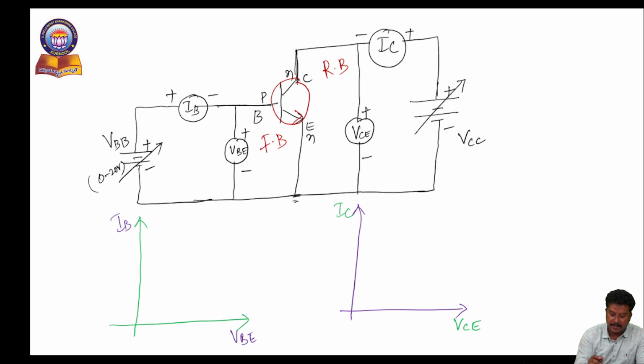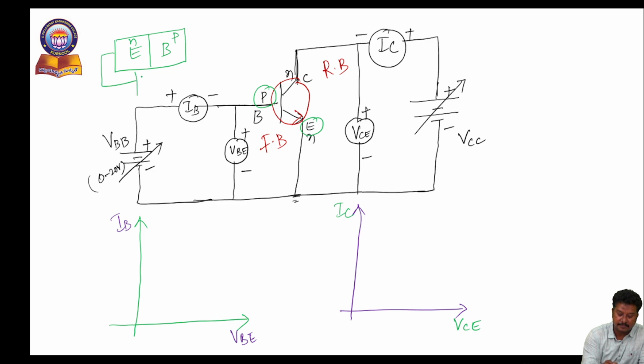First, we will concentrate on the input characteristics of a transistor by applying the forward bias. I am observing the input characteristics between emitter and base, where the emitter is the N-type terminal and the base is the P-type terminal. In the forward bias condition, the emitter is the negative terminal, connected to the negative terminal of the battery, and the base is the positive terminal, connected to the positive terminal of the battery. So indirectly it is a forward bias of a diode.